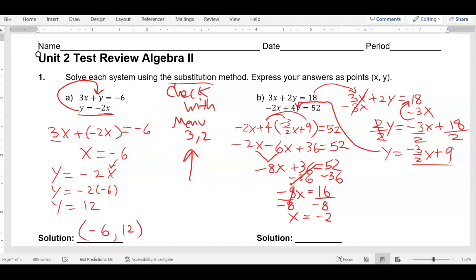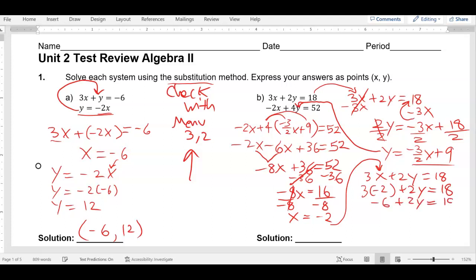So I'm going to rewrite that first equation. 3x plus 2y equals 18. And if I know x equals negative 2, then I'm going to put negative 2 right there. 3 times negative 2 plus 2y equals 18. 3 times negative 2 is negative 6. I'm going to get rid of my loner negative 6 by adding 6.